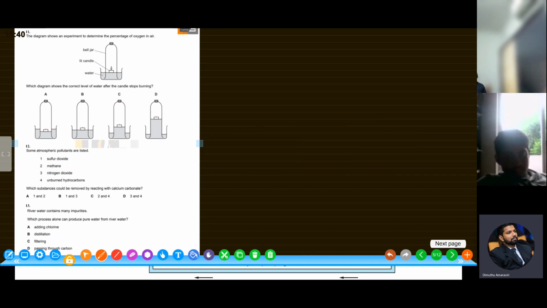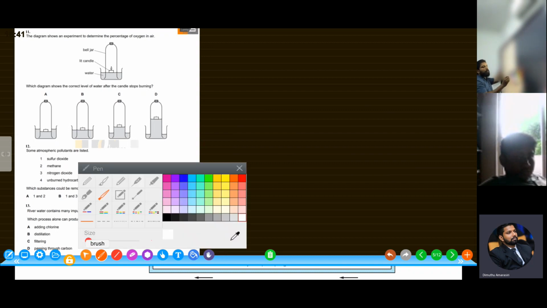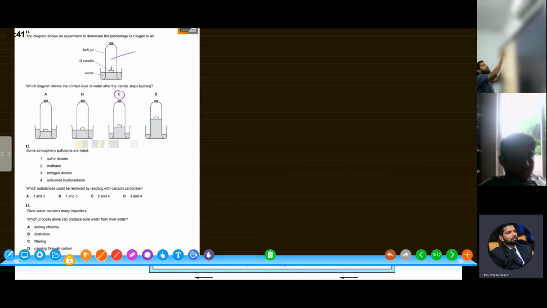Right, 11th one. We light a candle. Which diagram shows the correct level of water after the candle stops burning? That's easy. The answer is C. Why? Because the candle is going to use oxygen. We have 21% of oxygen, which is about 1/5. Therefore, water goes up.